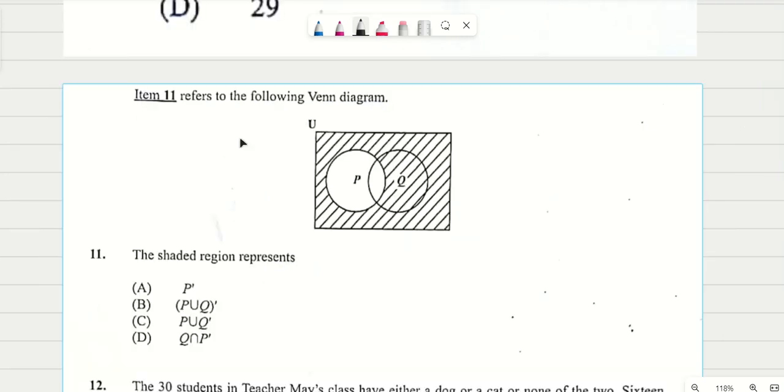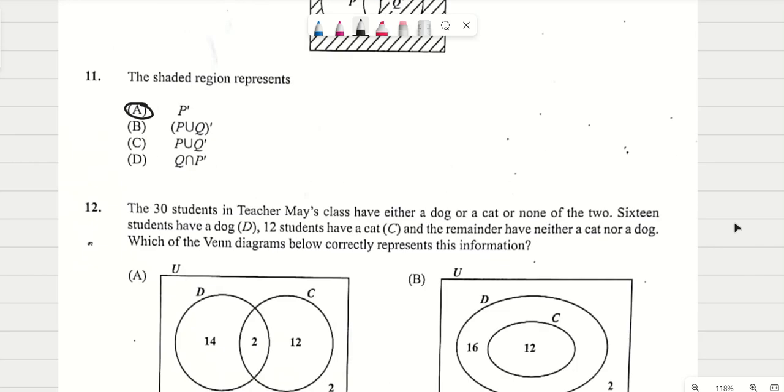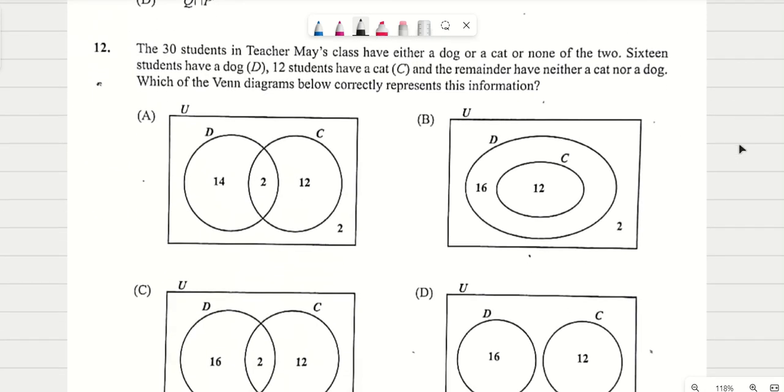Number 11 says, refer to the following Venn diagram. We saw this question already. I told you it is P complement, which is P with the little apostrophe next to it, right? Everything outside of P.